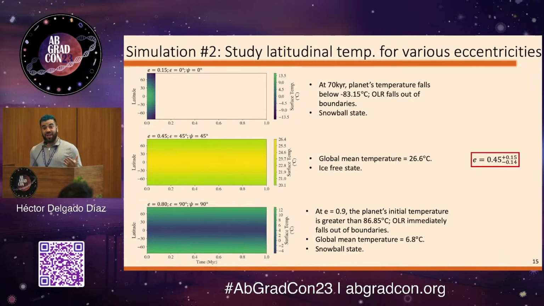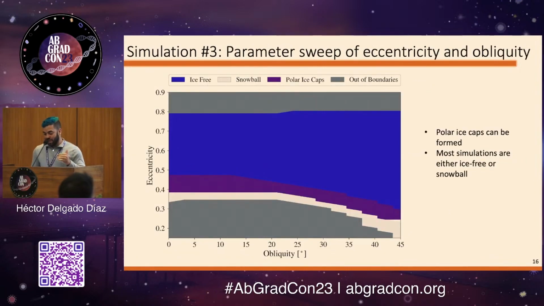However, because the planet's eccentricity is so high, that means its winters are very long. So when we were able to lower the eccentricity so that the code could run, we see that the global mean temperature is about 6 degrees. So it's not that warm. So we get a snowball state, even though it's a global temperature of 6 degrees. Simulation 3, and I'm almost done.